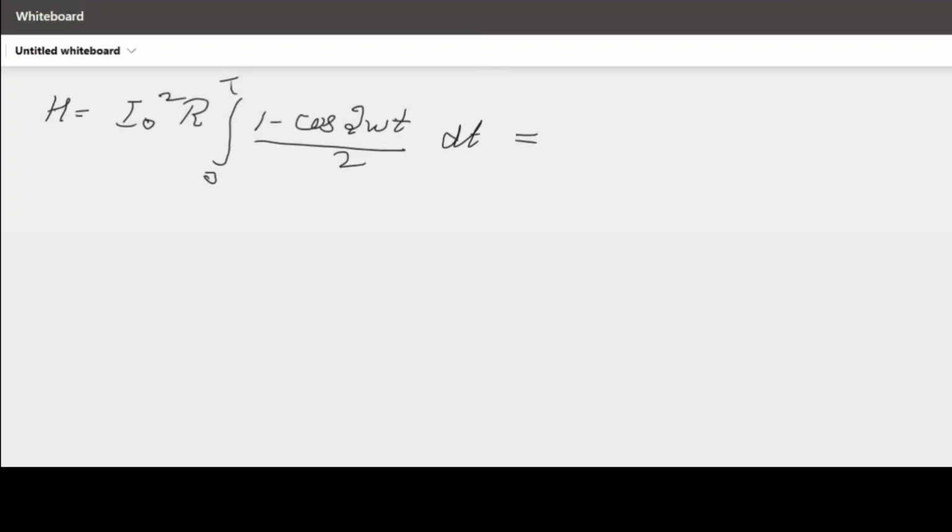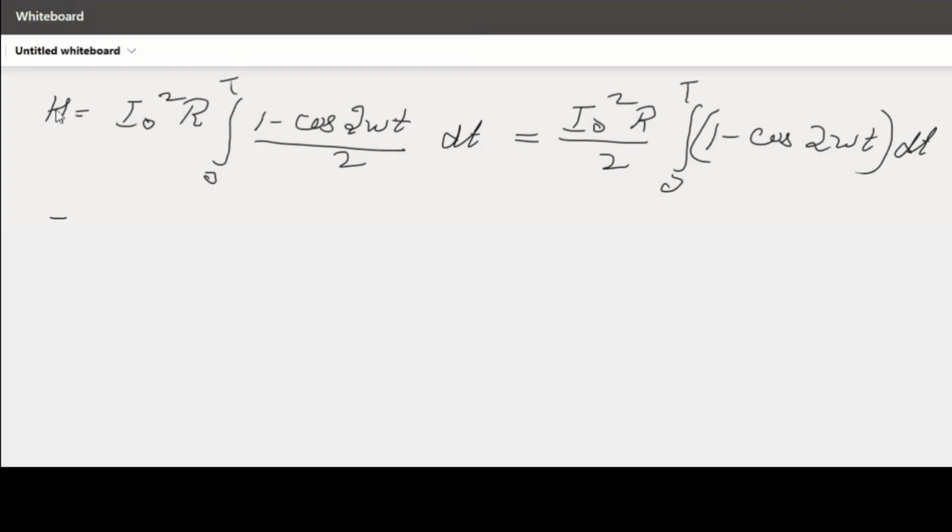So this is the expression for H is equal to I naught square R, and as we change the value of the sine in terms of the cos, divided by 2, into dt. Then we can write it in this form because here 2 is the constant. So we have to do integration of this form.